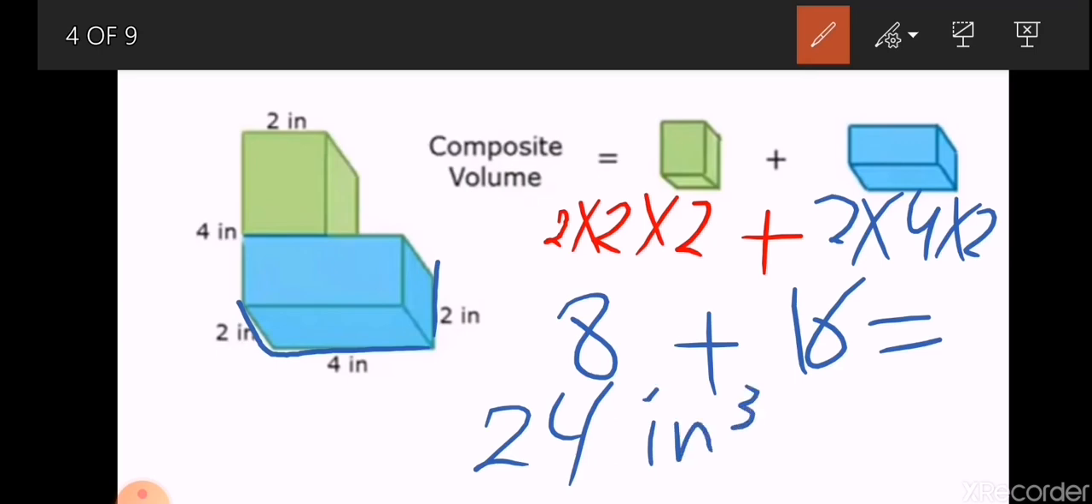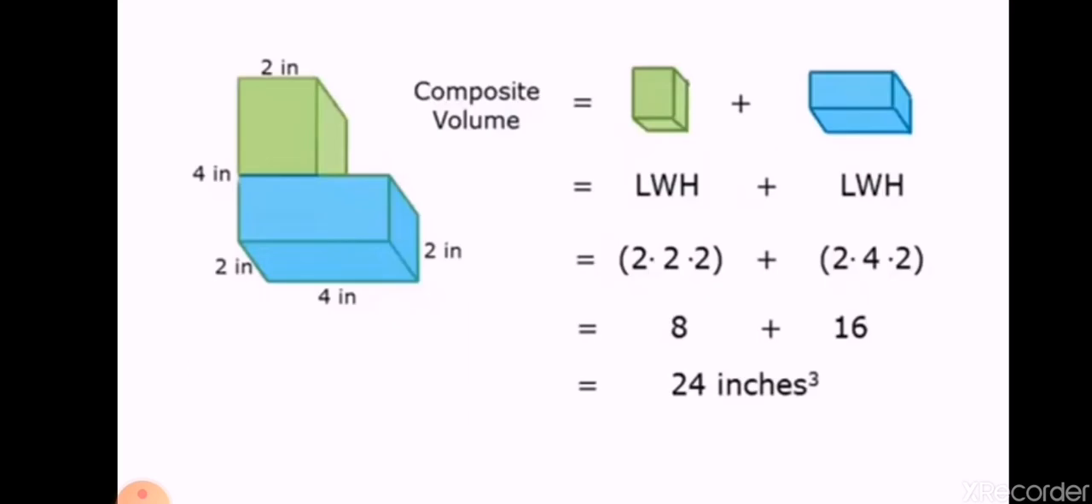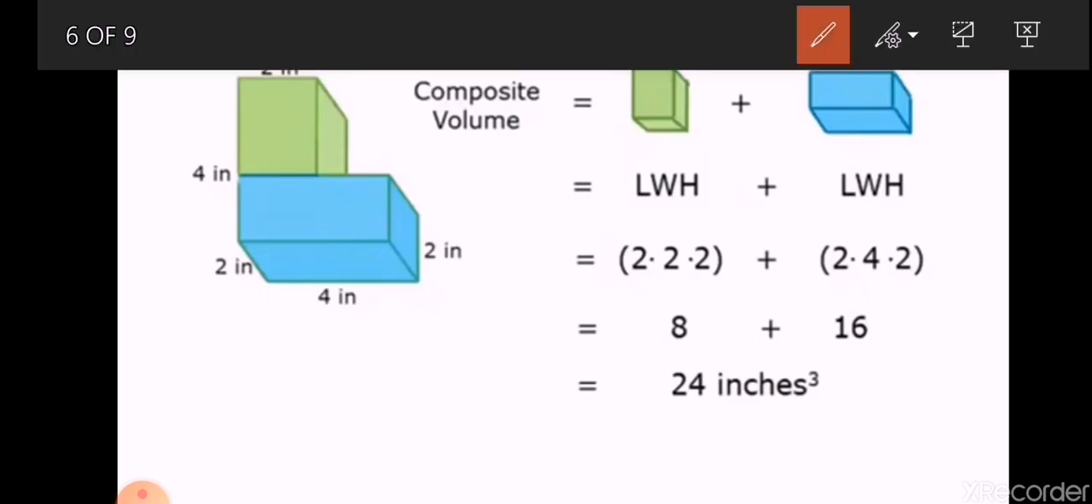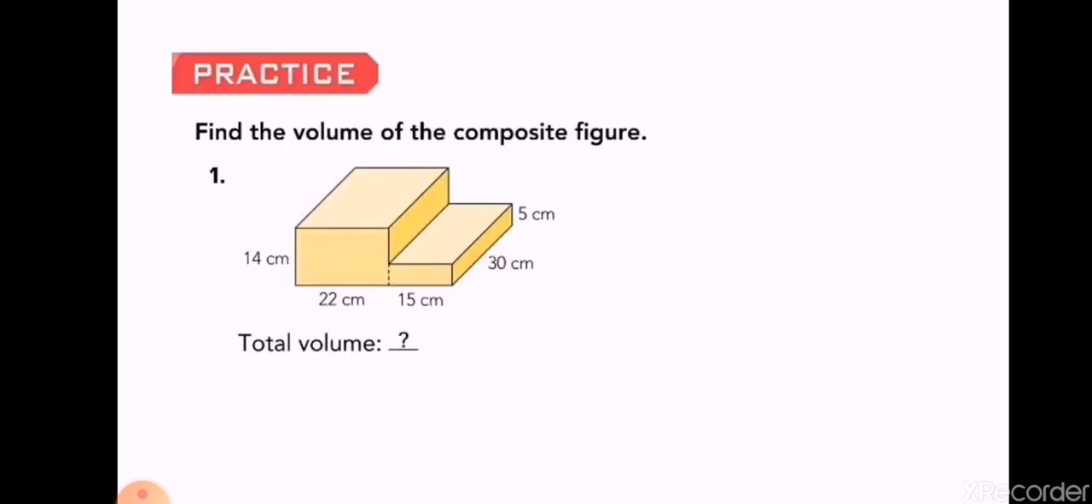So I got each volume separately, then I added them to get the total volume. As we explained, I multiply 2 by 2 by 2, here 2 by 4 by 2, then get the two volumes, and if I add them, I will get 24 inches cubed. Yes. Let's start to see how we will do the practice. Find the volume of the composite figure.